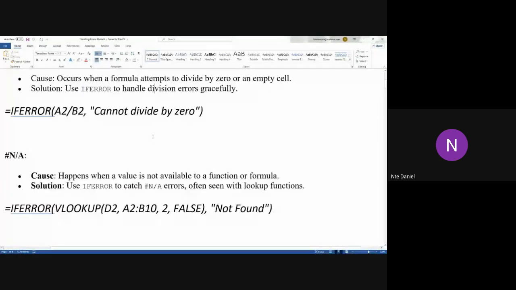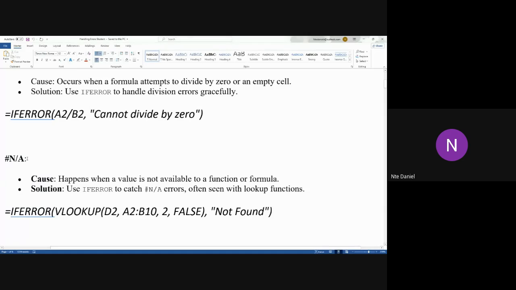Right? So now, the second error, you guys have also seen this, right? I think this is one of the most common ones. You guys have seen this one now. Yes, sir. So what is the cause of this error? This happens when a value is not available to a function or formula.